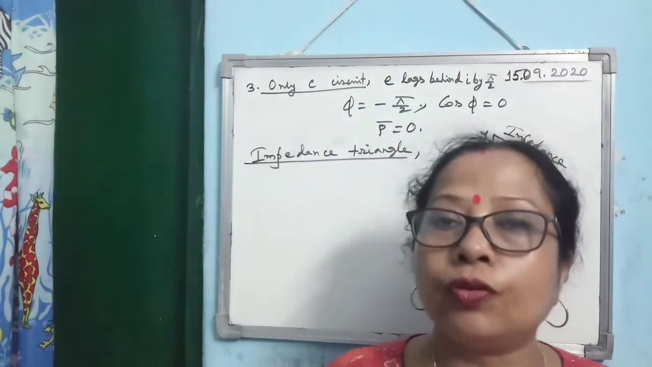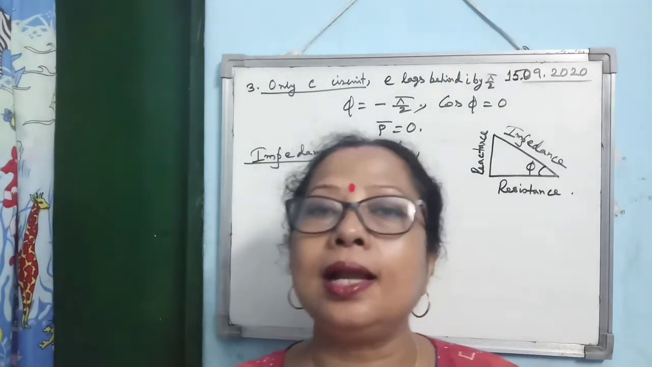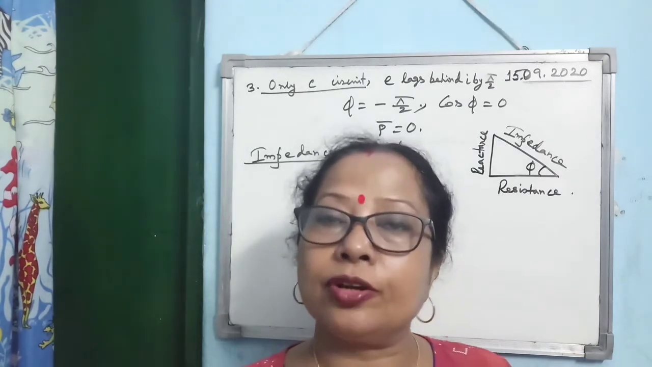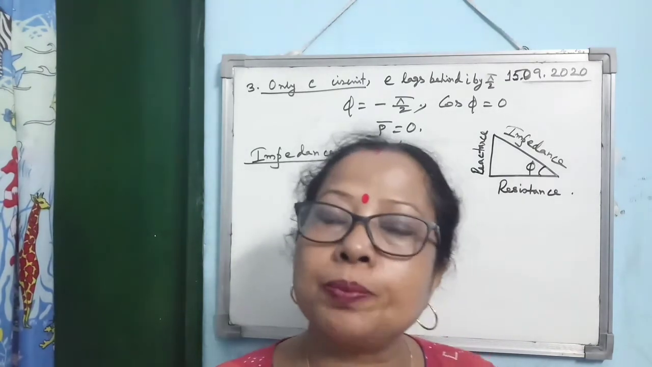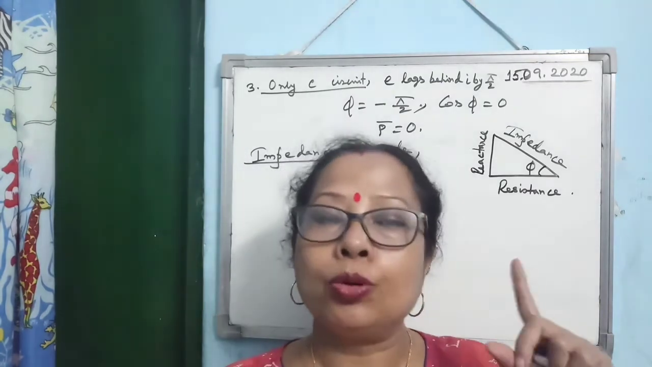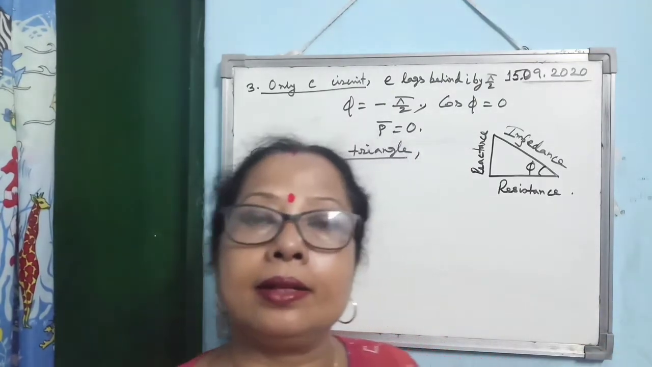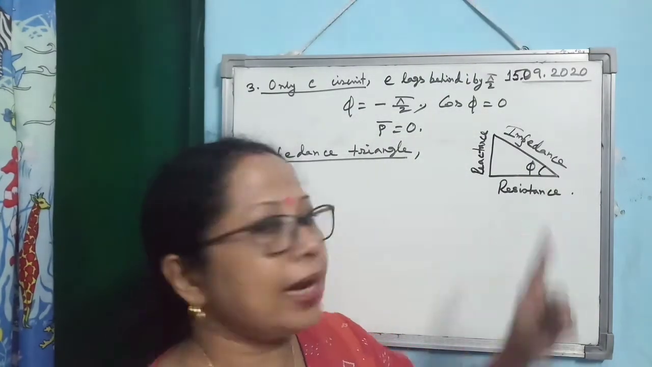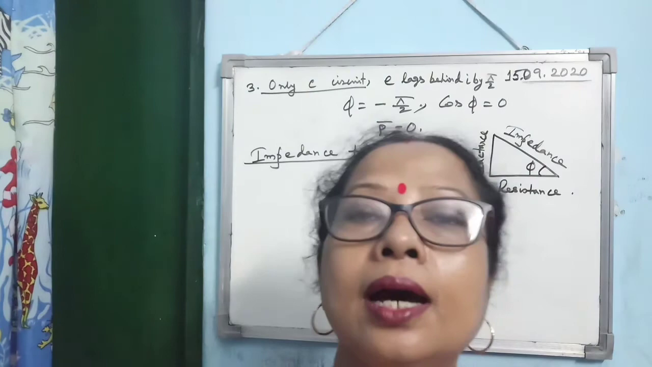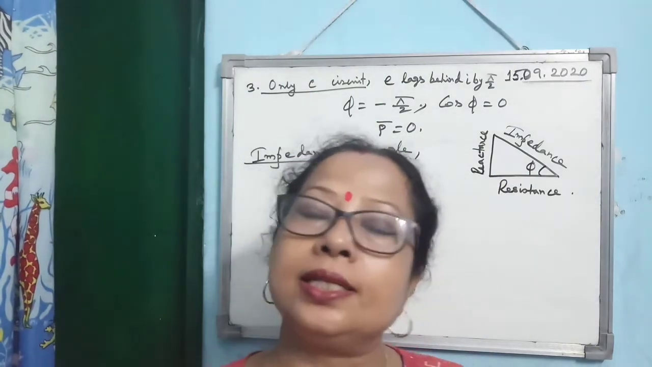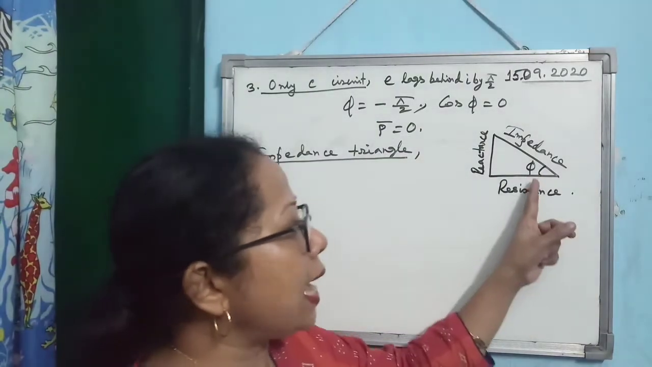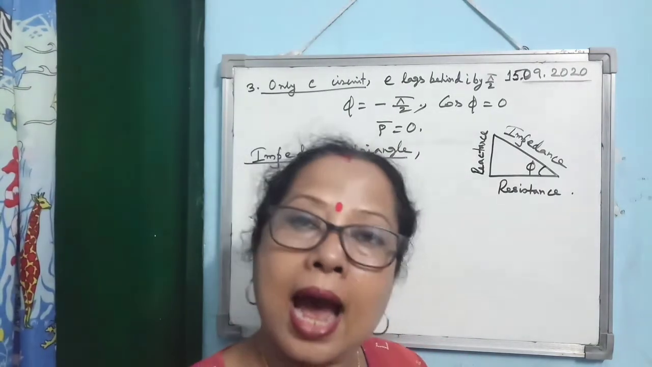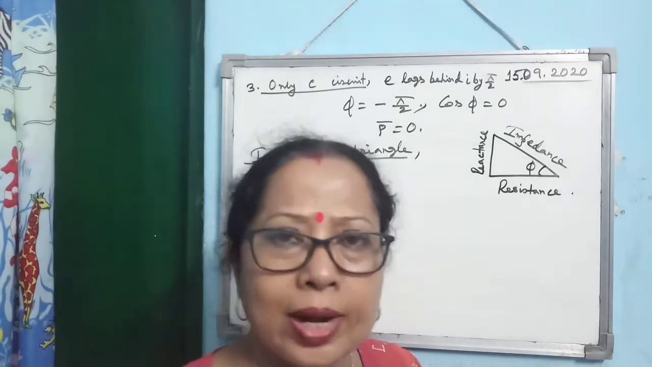So I repeat, what is an impedance triangle? Impedance triangle is a right angle triangle whose base represents the resistance present in the AC circuit, whose perpendicular represents the reactance present in the circuit, and the hypotenuse represents the impedance of the alternating current circuit, whereas the base angle represents the phase angle between E and I. Alright, very simple, very easy to understand.